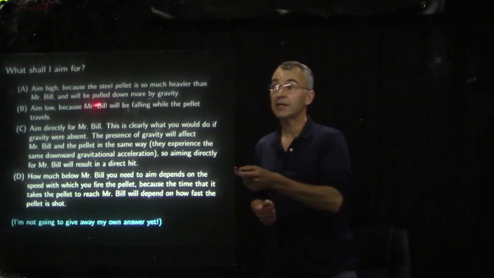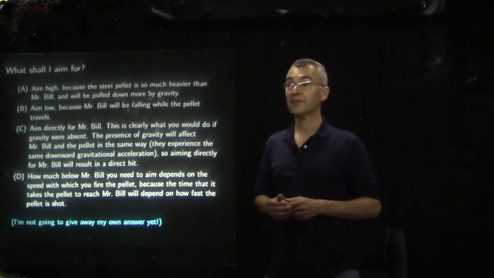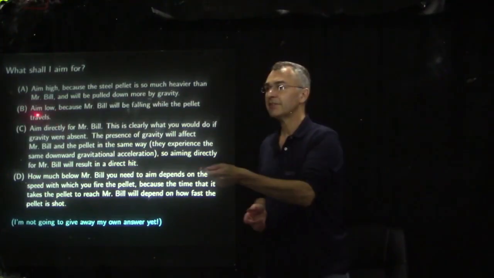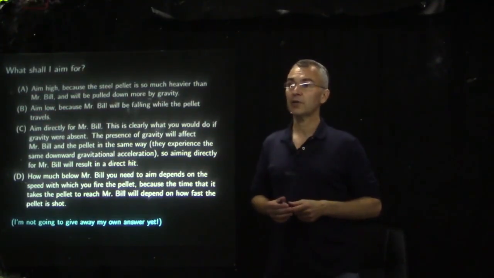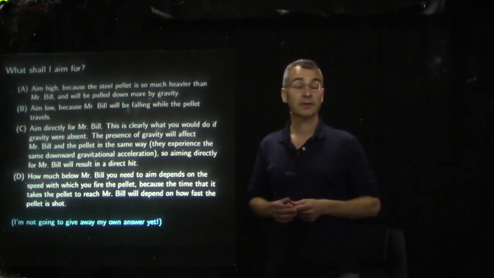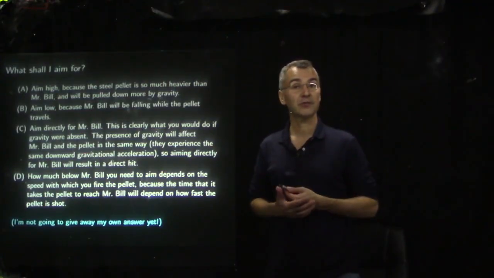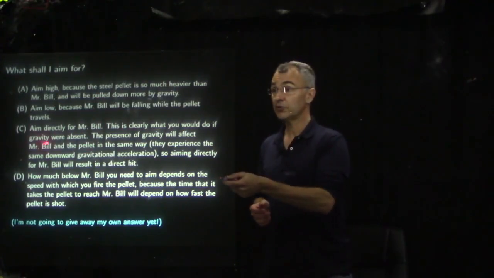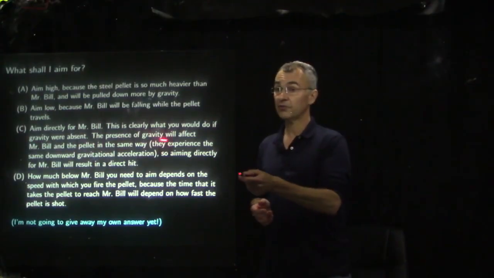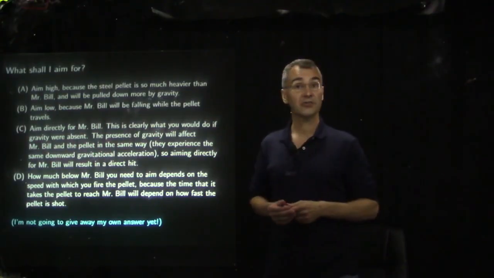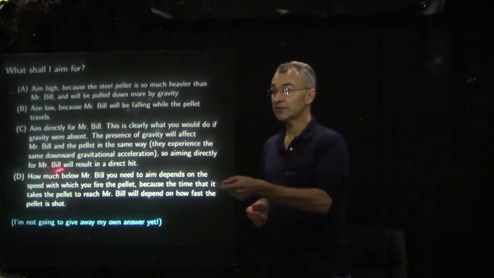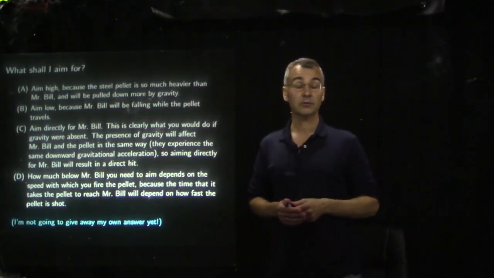Well, maybe I should aim high, because the steel pellet is so much more massive and so much heavier than Mr. Bill that it will be pulled down more by gravity. Maybe I should aim low, because Mr. Bill will be falling while the pellet travels. Well, Mr. Bill will indeed be falling while the pellet travels, but maybe the pellet will also be falling while it travels. Aim directly for Mr. Bill. This is clearly what you would do if gravity were absent. The presence of gravity will affect Mr. Bill and the pellet in the same way. They both experience the same downward gravitational acceleration. So aiming directly for Mr. Bill will result in a direct hit.